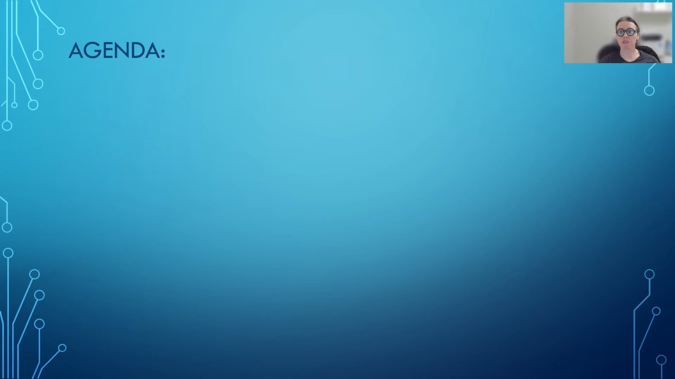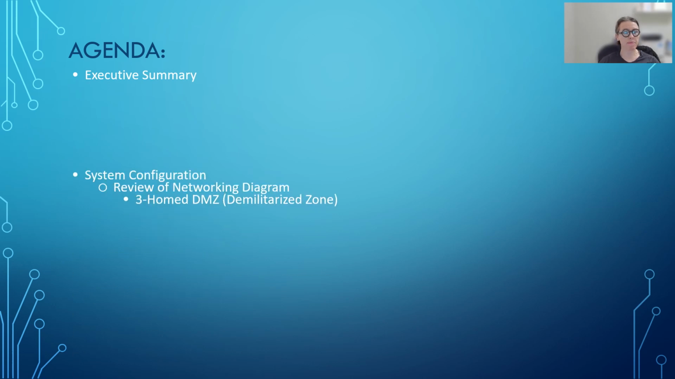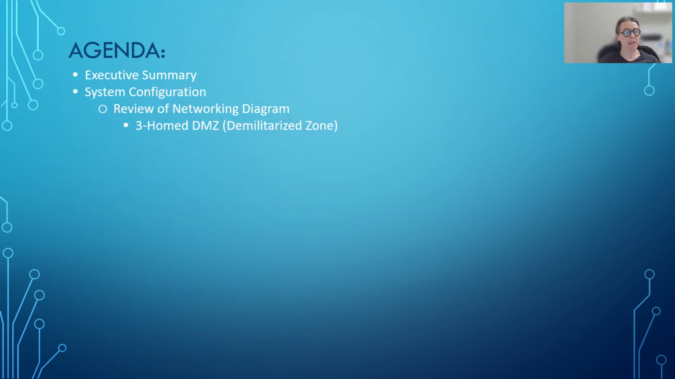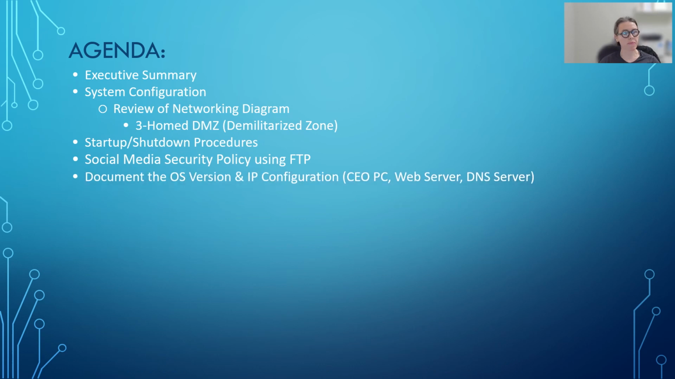So here's the agenda for today's meeting. First, we will review the executive summary, and we'll talk about system configuration. Next, we're going to talk about startup shutdown procedures. And next, we're going to talk about social media security policy. And then document the OS version and IP configuration.